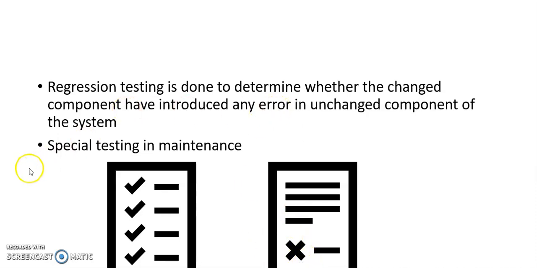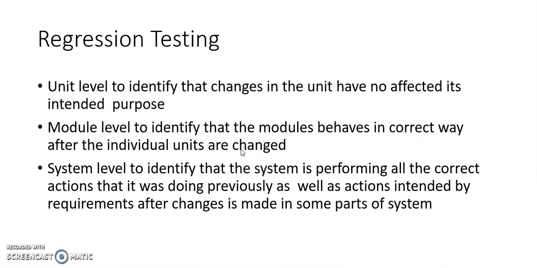Regression testing is a special kind of testing when you talk about maintenance. It plays a very important role. So once the system gets deployed, in the maintenance phase, regression testing is done at a very high level. Let us understand at what levels regression testing is done. Regression testing is done at unit level, module level, and at the system level.